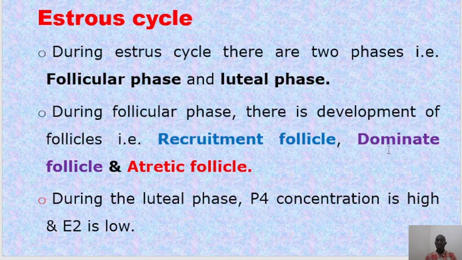Depending on the levels of progesterone within that cycle, the dominant follicle may either ovulate or die. For example, if the progesterone levels are high, that follicle will not develop; it will die. But when the progesterone levels decrease, the follicle will grow and ovulate. There are always 2 to 3 waves of these follicles within one estrous cycle in cattle. During the luteal phase, progesterone (P4) is high, and estrogen is low.